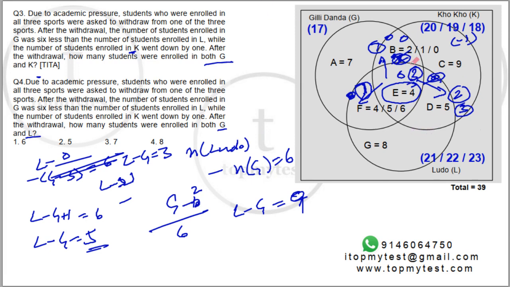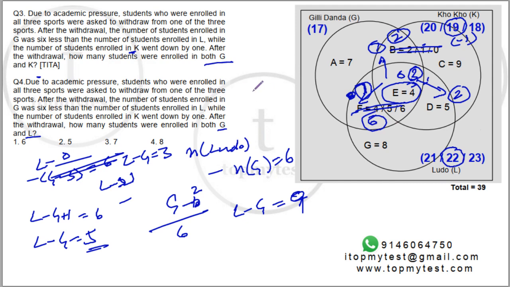Right? So let me just erase this part and write it down neatly. The only way possible is if one person moves here and two persons move here, in which case L minus G originally should have been 5, which is possible only if this is 22 and this is 19. Now one more person is there. So initially there was 1 plus 1, now there are 2 here. There were 5 here, 5 plus 1, now there is 6 here.